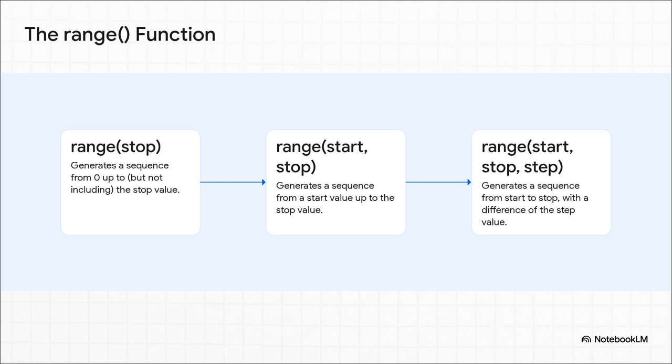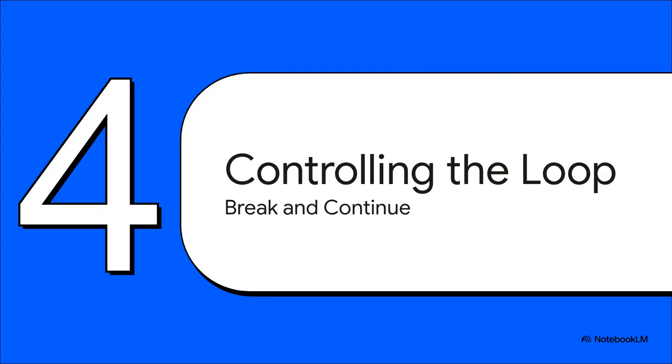Now, a super common partner in crime for loops in Python is the range function. It's this fantastic little shortcut for creating sequences of numbers. You can give it just a stop value to count from 0, or a start and a stop value, or even a step value to count by 2s or 5s, or you could even count backwards. It's incredibly versatile.